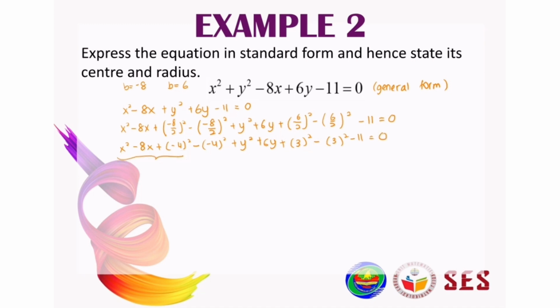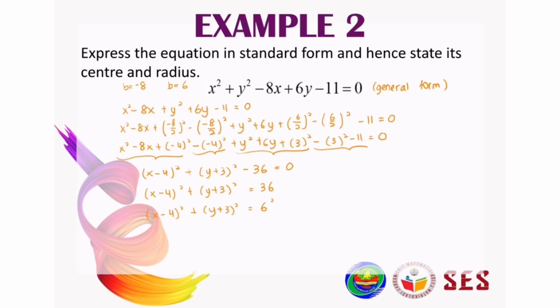From here we will have x minus 4 squared, and this one gives us y plus 3 squared. We calculate all the numbers and get negative 36 equals 0. To get it in standard form, we move negative 36 to the right hand side and it becomes positive 36. Again, x minus 4 squared plus y plus 3 squared equals 6 squared.